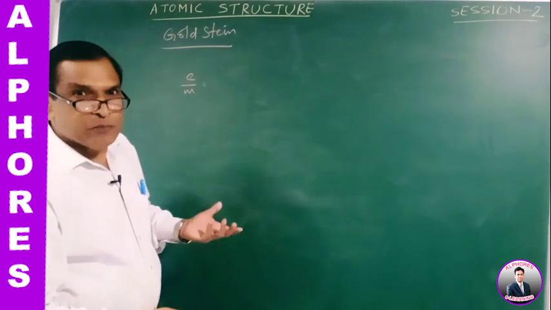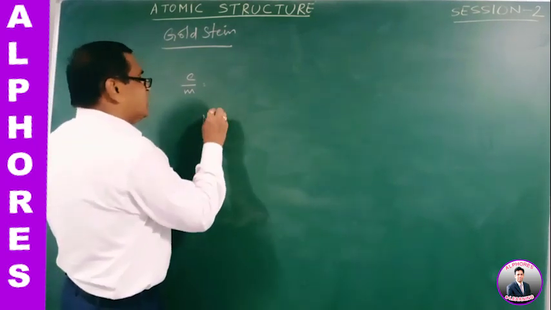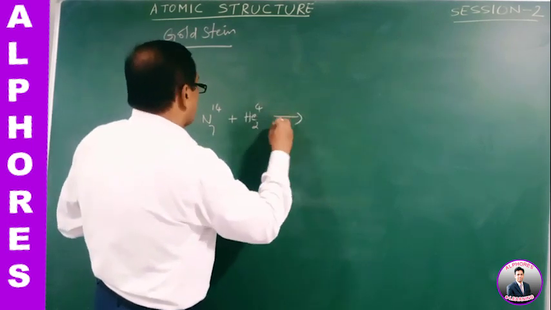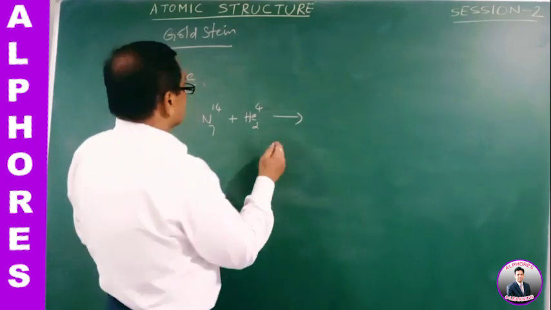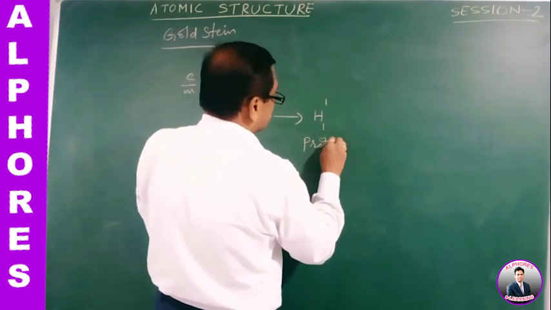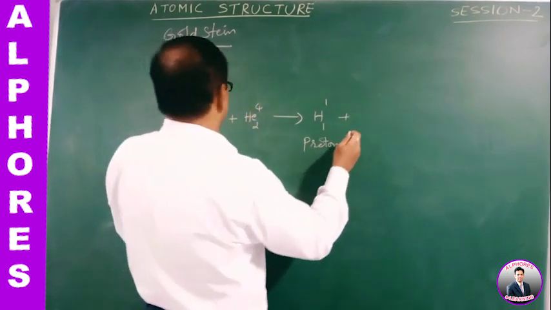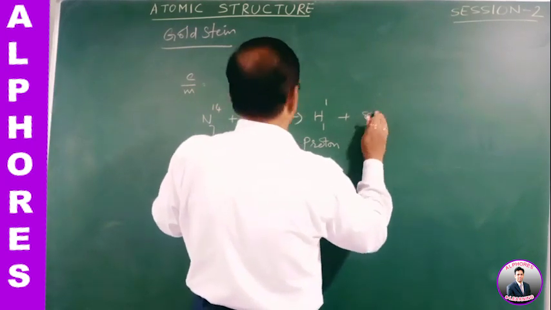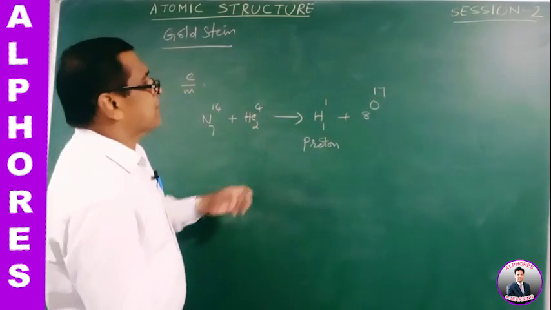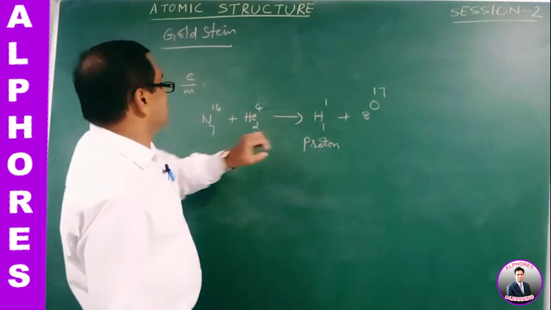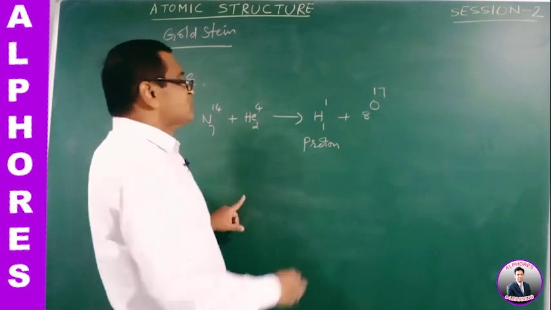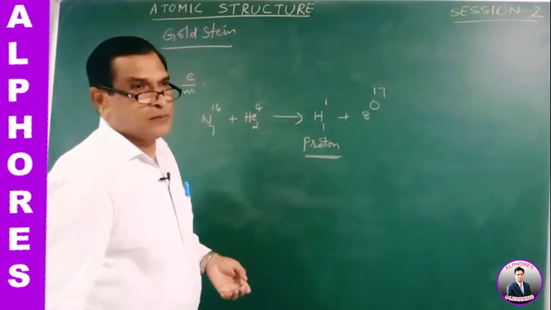Rutherford obtained protons when nitrogen-14 is bombarded with an alpha particle. A proton, H-1, is produced. So Rutherford produced a proton when a nuclide of nitrogen is bombarded with an alpha particle. It produces a proton, that is according to Rutherford.